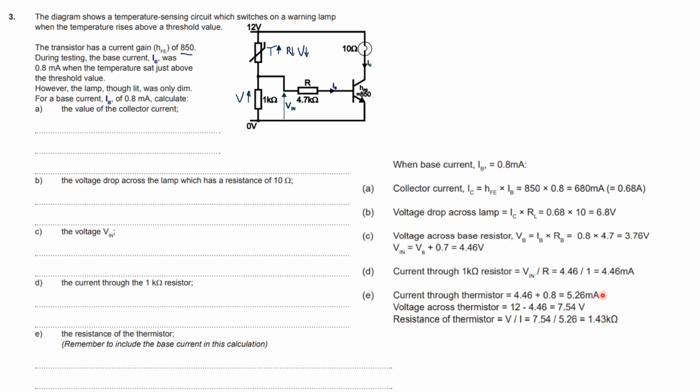We know the voltage there would be your 12 volts minus your voltage there, which is 7.54 volts in total. Then we can use Ohm's law as usual. R equals V over I. So you can see it's that one there. The thing that students would probably forget would be to add that 0.8 in for the current. If it's telling you to include that base current in that calculation, do so.